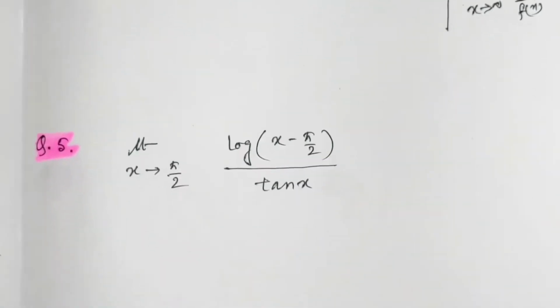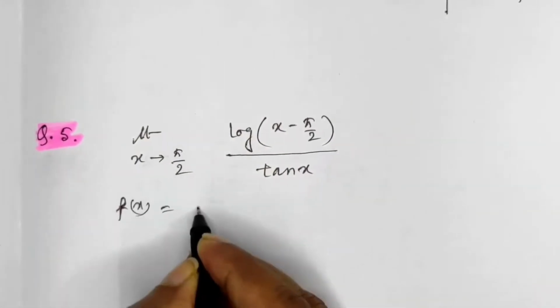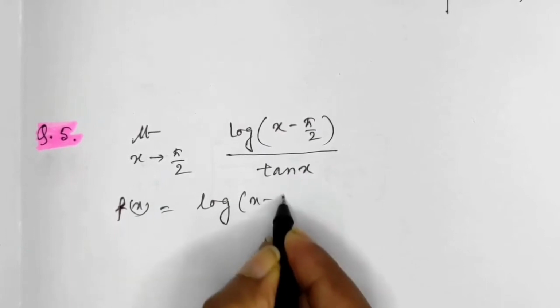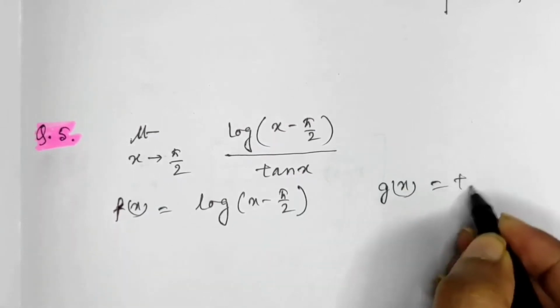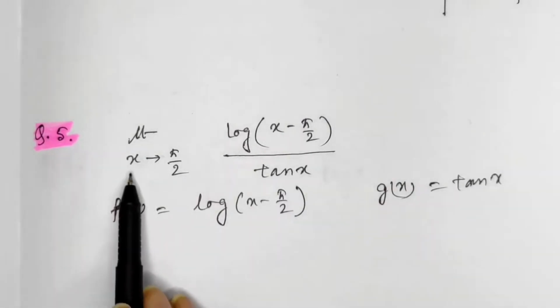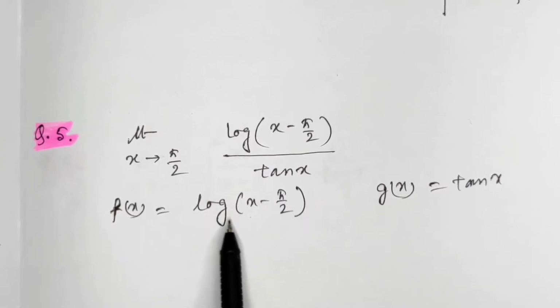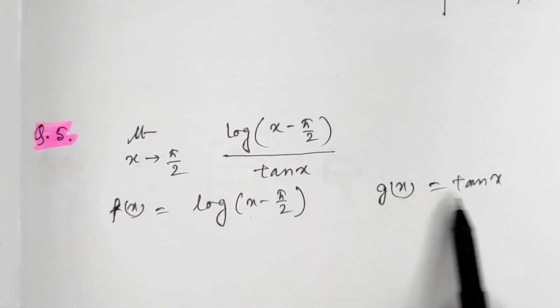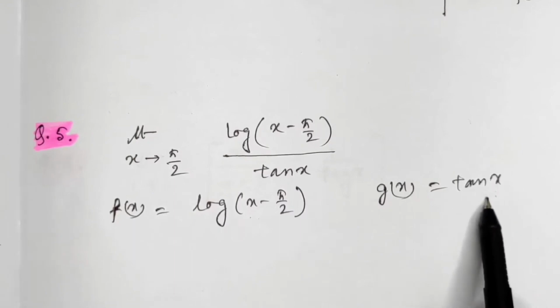So now here one more example, and here it is given that f(x) is nothing but log of x minus pi by 2, and g(x) equals tan of x. And I hope you can understand that here when x tends to pi by 2, we find out it is log 0. Log 0 is always infinity, and g(x) is tan pi by 2, which is also infinity.